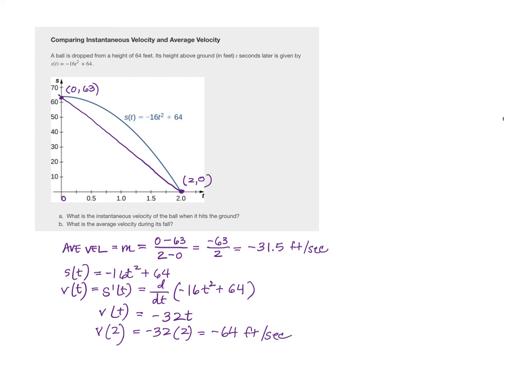Now you may be wondering why the velocity at a particular point could be so different from the average velocity over the interval. But actually, if you look at the picture, this makes sense. So the average velocity is the slope of this line segment, and we found that to be negative 32. And if you look at the slope of the tangent line to the curve at 2, you actually get something that is about twice as steep in the negative direction, right? So it makes sense that the velocity at 2 would be about twice as big as the velocity over the interval.